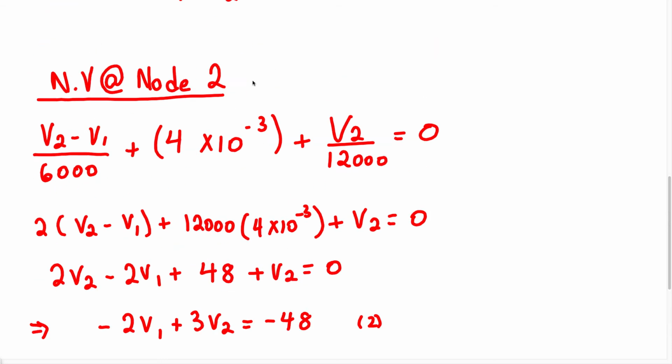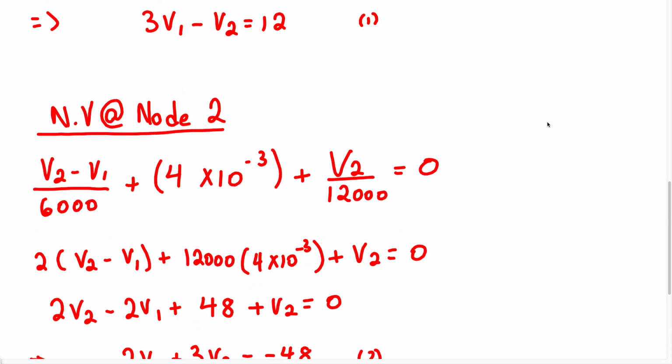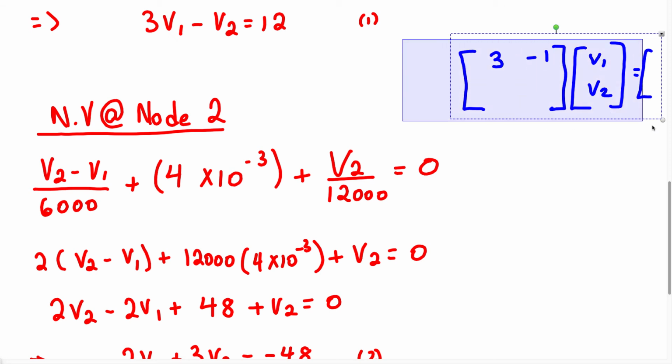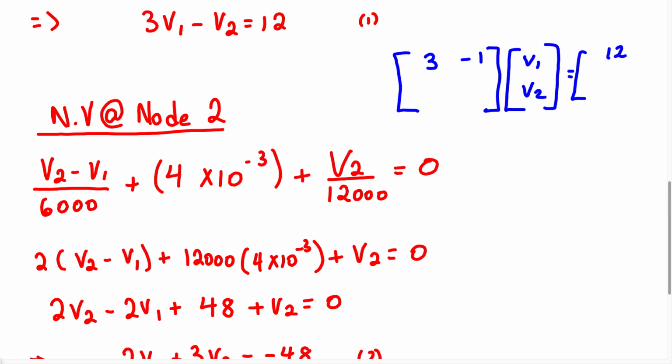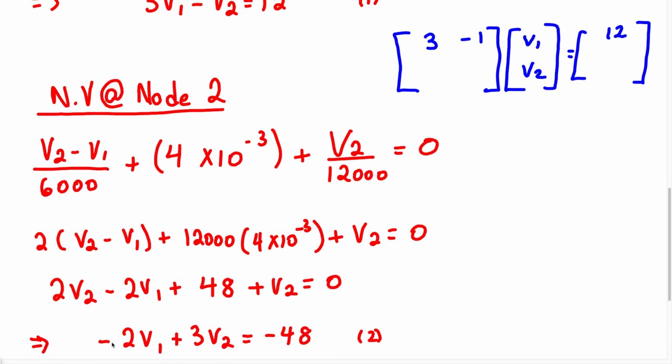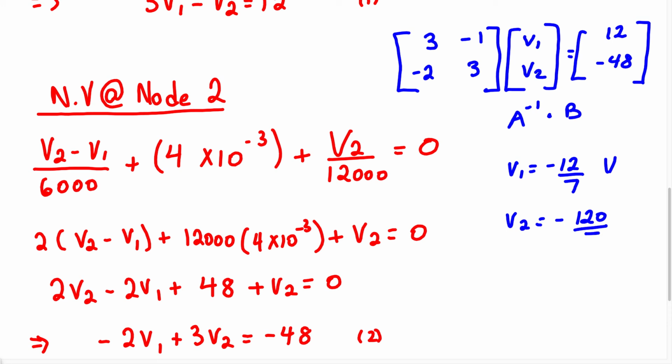So for the matrix method, let me change the color. We're going to have 3 and negative 1, and what we're trying to find is V1, V2, equals 12. Now that's the first equation. For the second equation, we have negative 2 for V1 and positive 3 for V2, and negative 48. So we take the inverse of the first and multiply it by the second. When you put this in your calculator, you get V1 equals negative 12 over 7 volts, and V2 equals negative 120 divided by 7 volts.